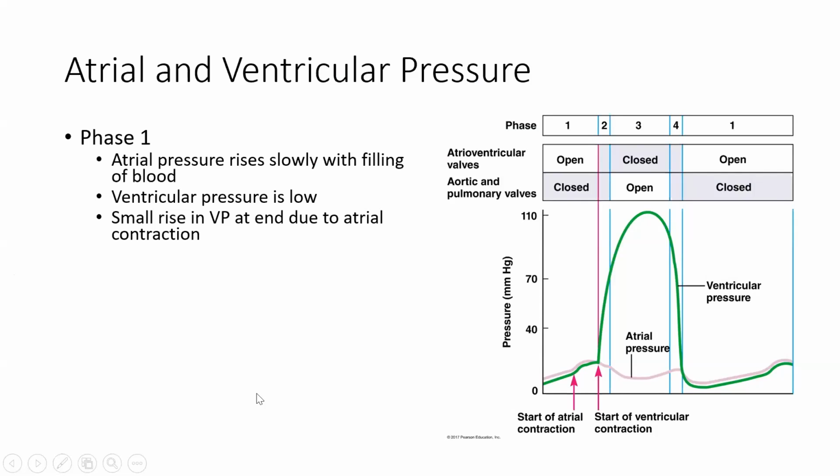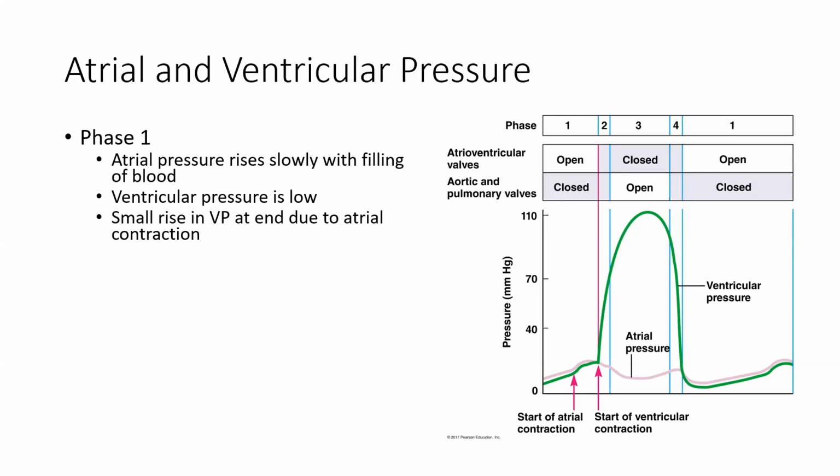Let's look at some of the other events here. Let's zoom in a little bit closer. We're still speaking about the phases of the cardiac cycle, but we're going to focus a little bit differently and look at the pressures. During phase one, and just to remind ourselves, this is ventricular filling, the middle of diastole, let's look at what happens to the pressure in the atria and the ventricle.